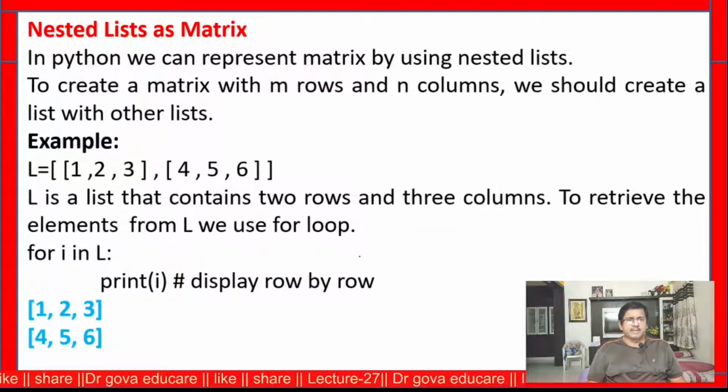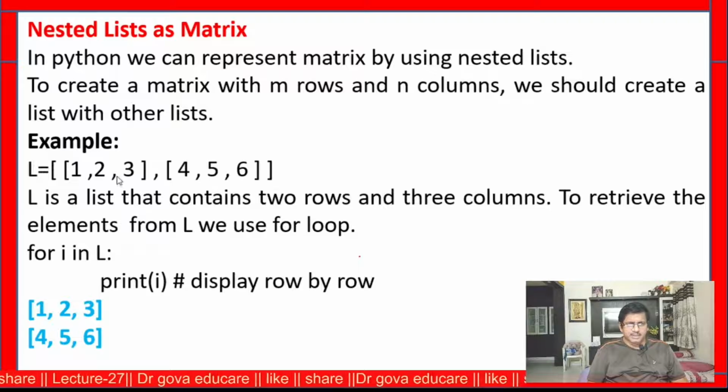Next, nested list as a matrix. In Python, we can represent a matrix by using nested lists. To create a matrix with m rows and n columns, we should create a list within another list. Say for example, this is the list L. In the L, 1, 2, 3 is one list, 4, 5, 6 is one list. Now it represents the 0th row and the first row. In the 0th row, first column, second column, third column. In the first row, first column, second column, third column.